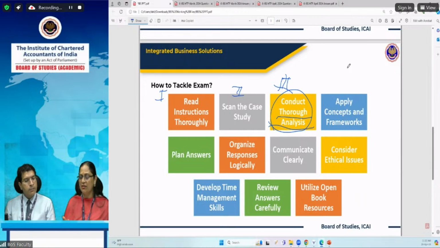In fact, we had our live virtual classes also on Integrated Business Solution, where sir and other BOS faculties took the case studies and showed how to attend those case studies. Sessions on that are also available. If you have not gone through that, you can download the BOS mobile app and it is uploaded over there. So you can practice with the help of that.